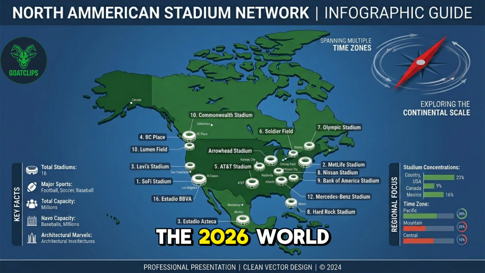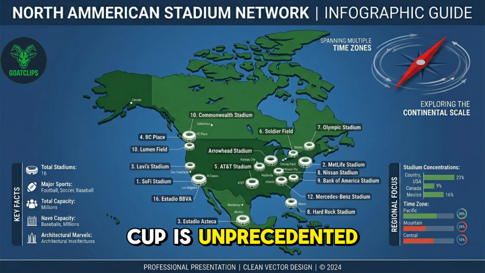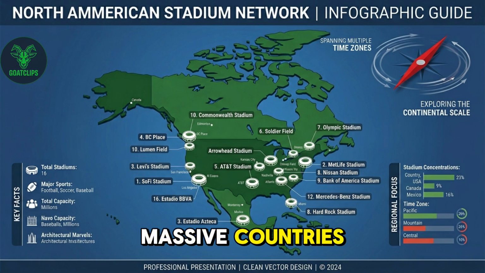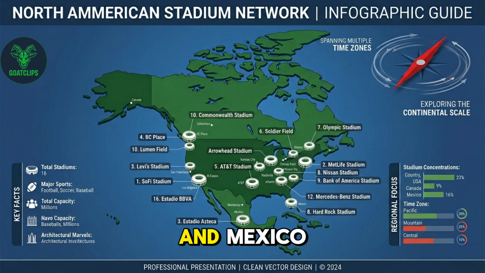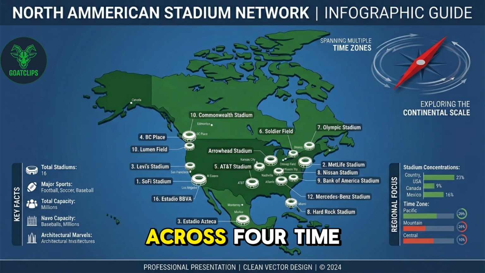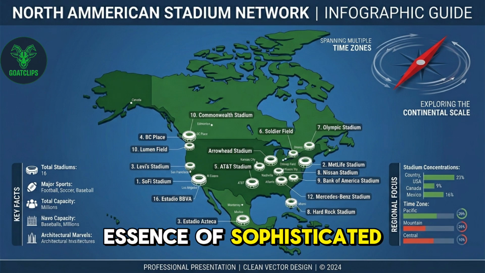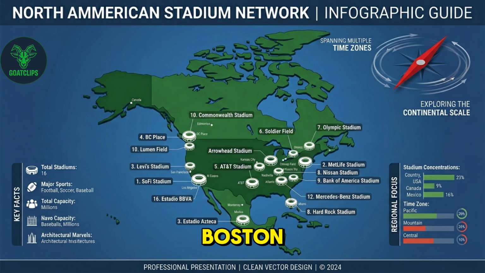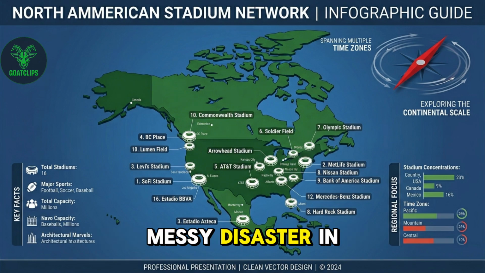The 2026 World Cup is unprecedented. For the first time ever, it is being hosted by 3 massive countries, the USA, Canada, and Mexico. Even more insane, it is happening in 16 completely different cities across 4 time zones. How do you design one single symbol that captures the essence of sophisticated Vancouver, vibrant Mexico City, historic Boston, and sunny Monterrey without it just becoming a cluttered, messy disaster?